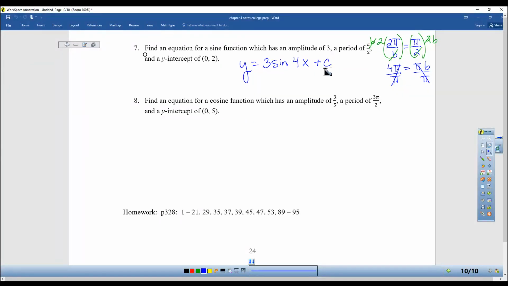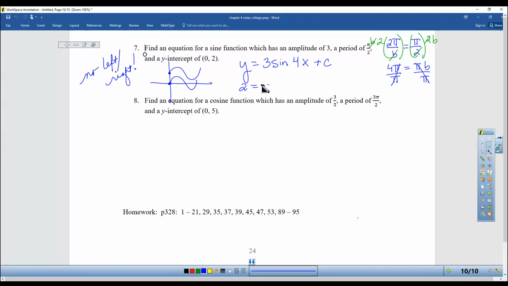So all we have left to do is figure out how they moved it up or down. I won't be giving you any left or right, so don't worry about that. That would be a little too tricky for this starting level. But we are going to have to move it up or down. So normally a sine function starts at 0, but ours has started at 2. So at first you might think, oh, so it's definitely going to be 2. Well, probably, but always just plug it in.